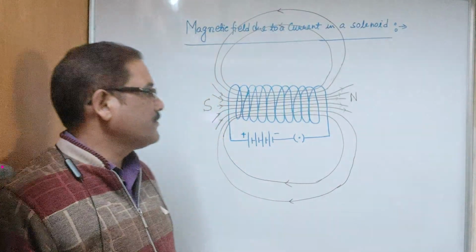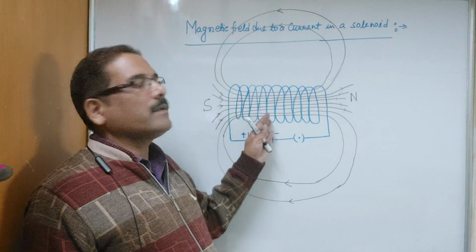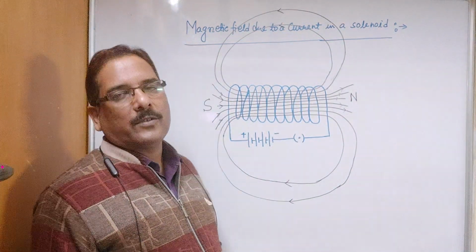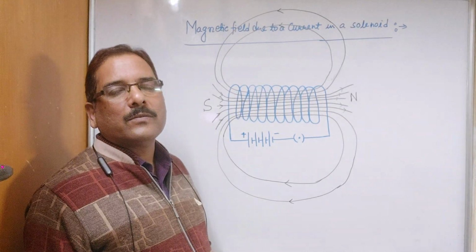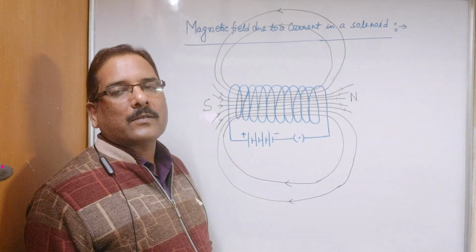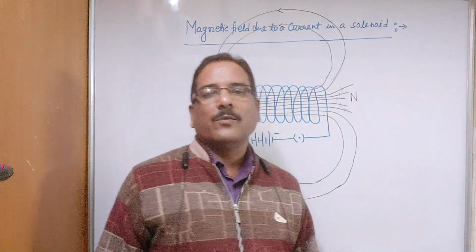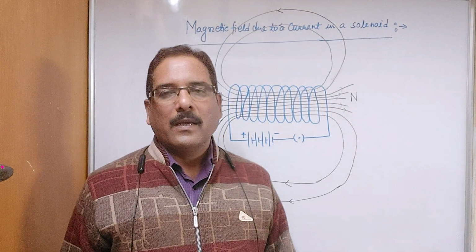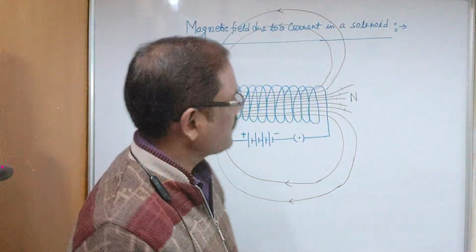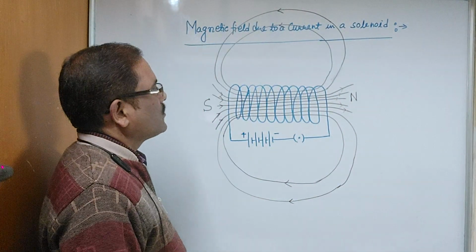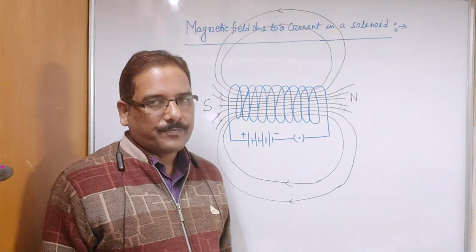Now, if you pass a large current through a solenoid, then inside it a very strong magnetic field is produced, and this magnetic field can be used to magnetize a piece of soft iron, and the magnet so produced is known as an electromagnet. So change the line, change the paragraph and write this also.